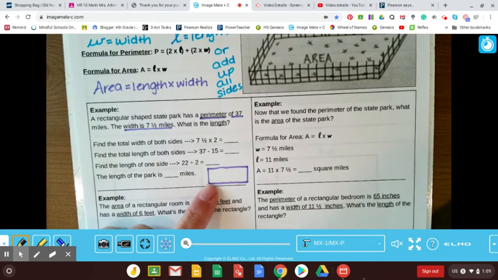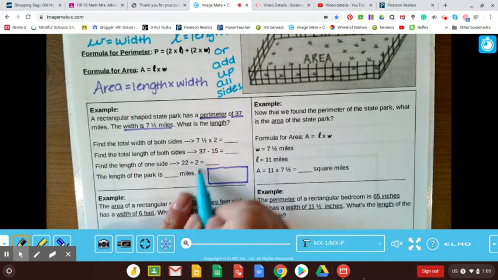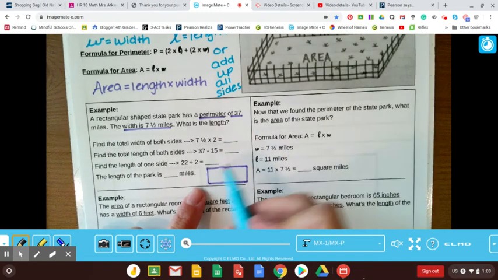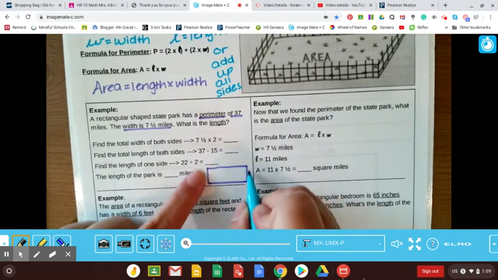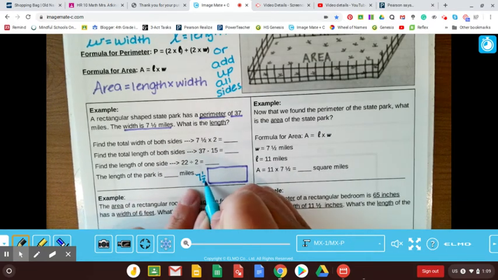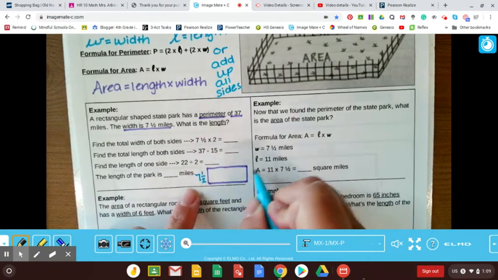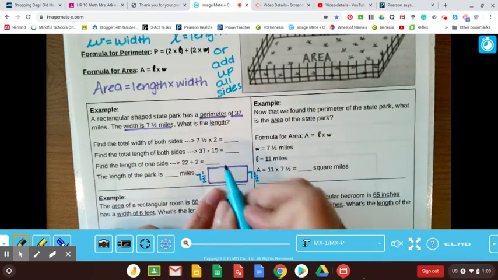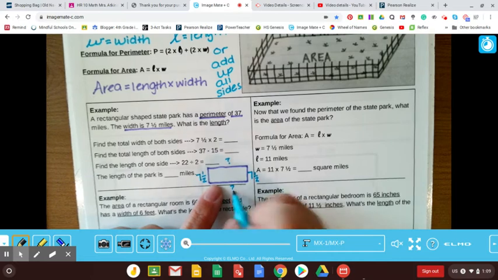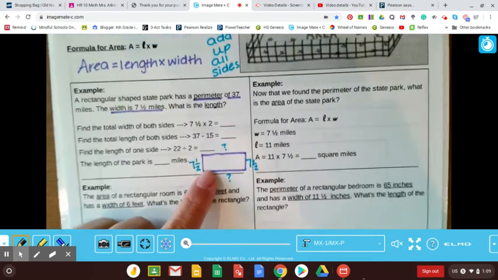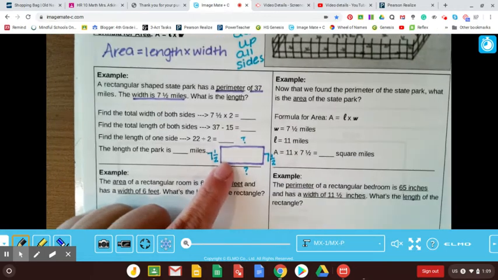That's my park. I know if I add up all the sides, it's going to be 37 because they told me that. I know my width is 7.5. That means that this right here is 7.5. And if this side is 7.5, then the other side has to be 7.5. Okay. And I don't know my length. I'm going to put little question marks there because that's what I'm looking for, right? I need to find out what would one of my lengths be.